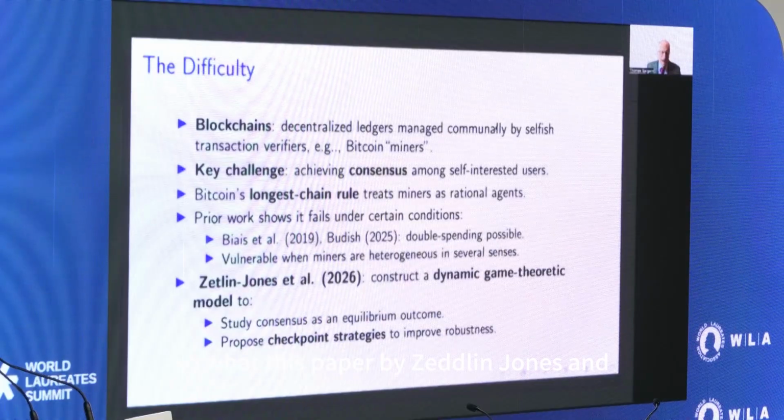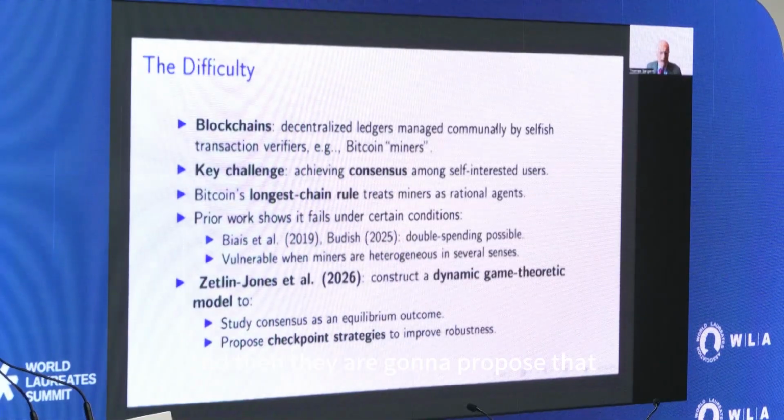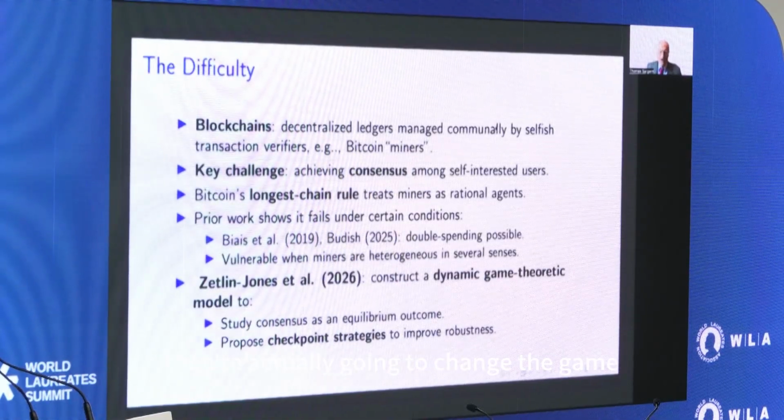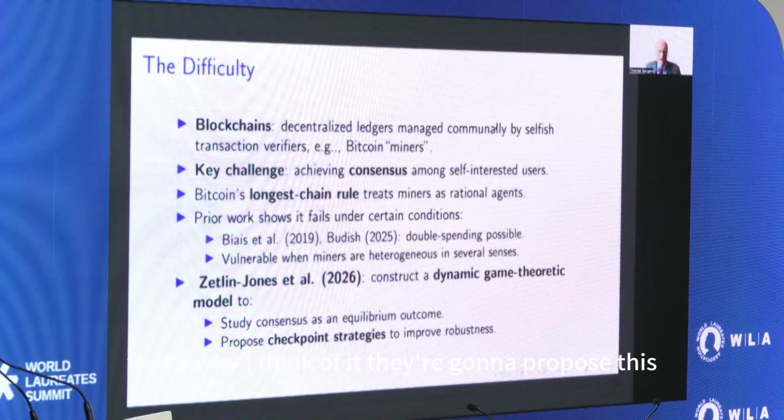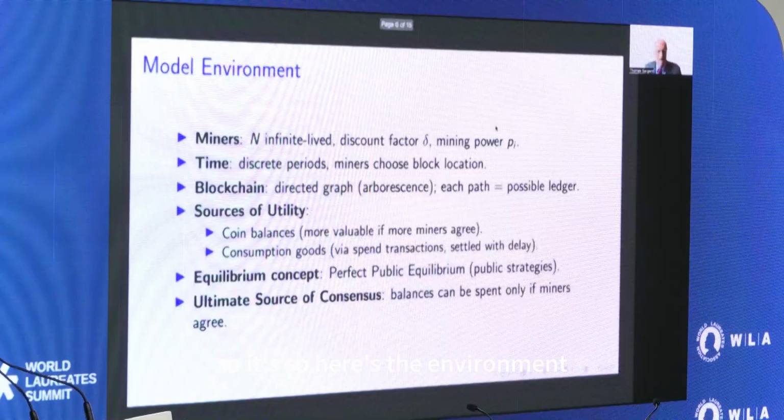So what this paper by Zetland Jones and a Carnegie Mellon team did, they constructed a dynamic game theory meta model. They study consensus as an equilibrium outcome. It's basically a Nash equilibrium of a dynamic game. And then they're actually going to change the game. That's the way I think of it. They're going to propose these things called checkpoint strategies, and they argue that these are better. So here's the environment.